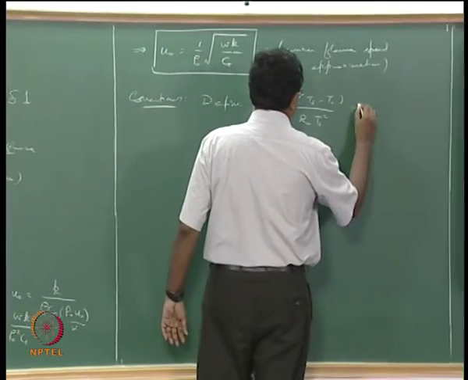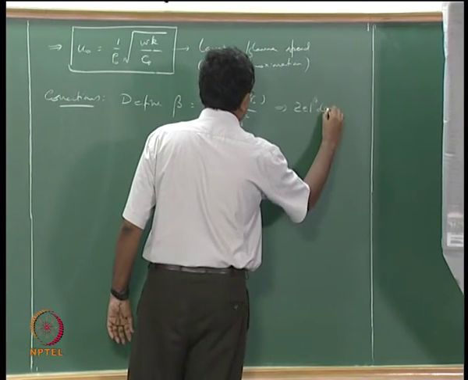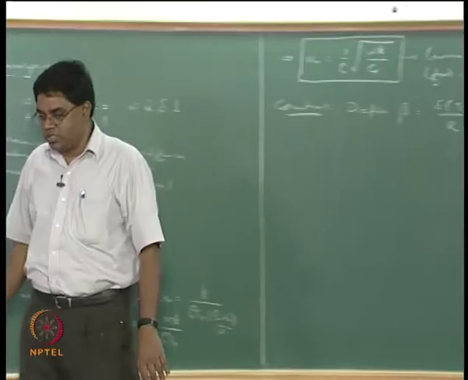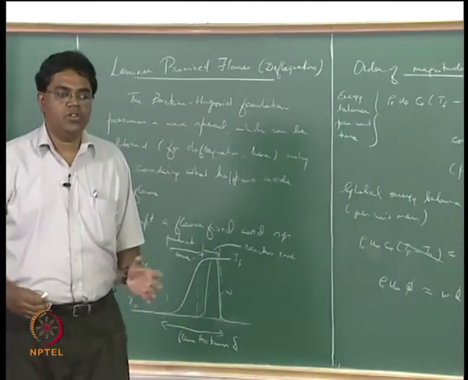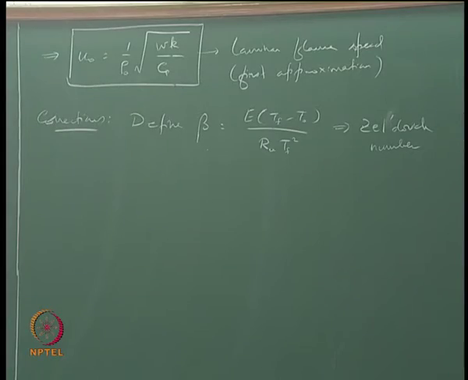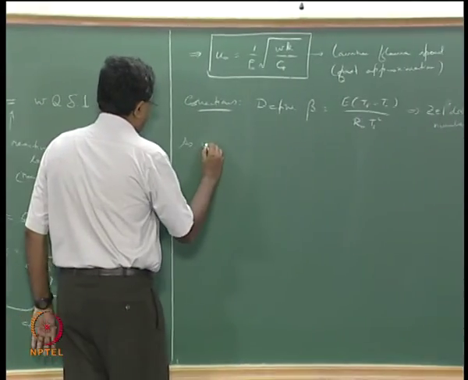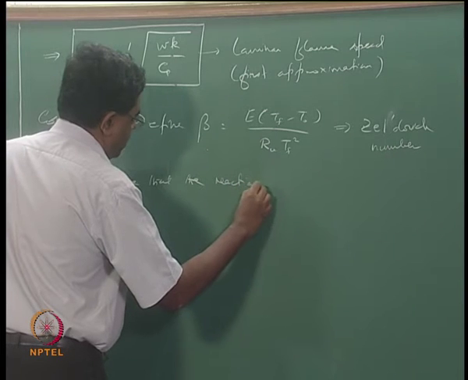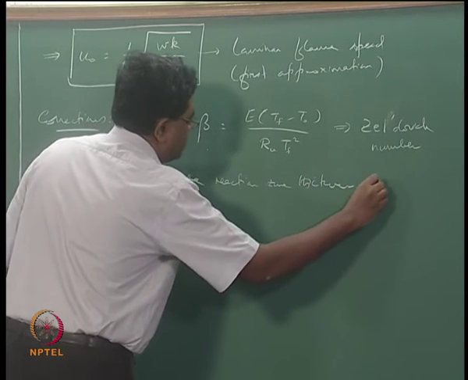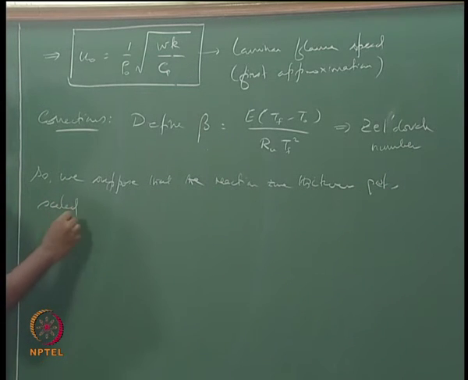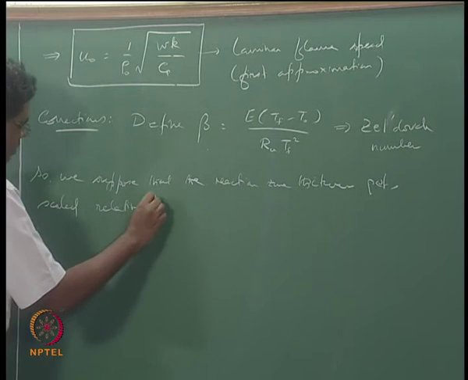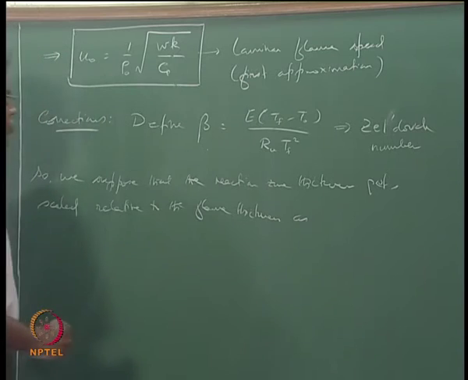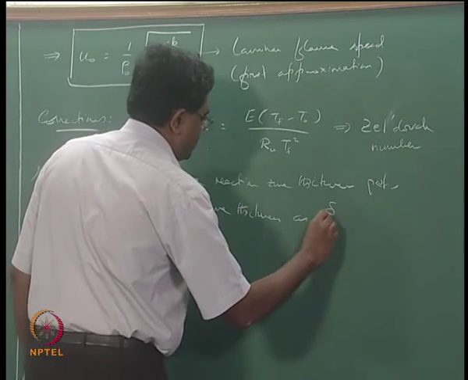So this is typically referred to as the Zeldovich number. Or many times in this particular context it is also called the Zeldovich scaling factor, because you are going to use this as a factor to scale our length scales. So when you now say you want to have the reaction zone, we suppose that the reaction zone thickness gets scaled relative to flame thickness as follows. If the flame thickness were delta, then the reaction zone thickness is delta over beta.